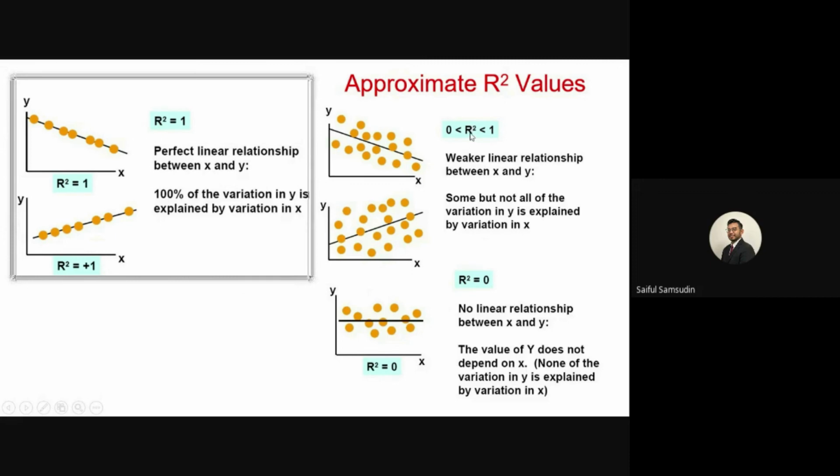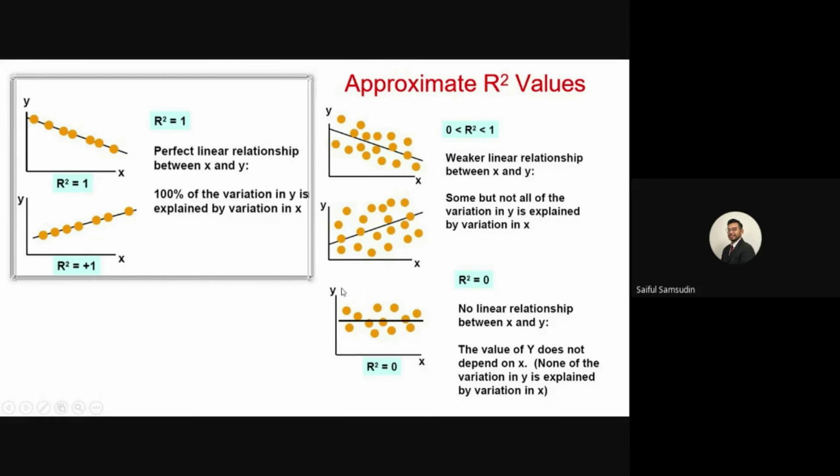So in our data, commonly we get this one. But if R square equals 0, there is no linear relationship at all between X and Y. So the value of Y does not depend on X. None of the variation in Y is explained by variation in X.